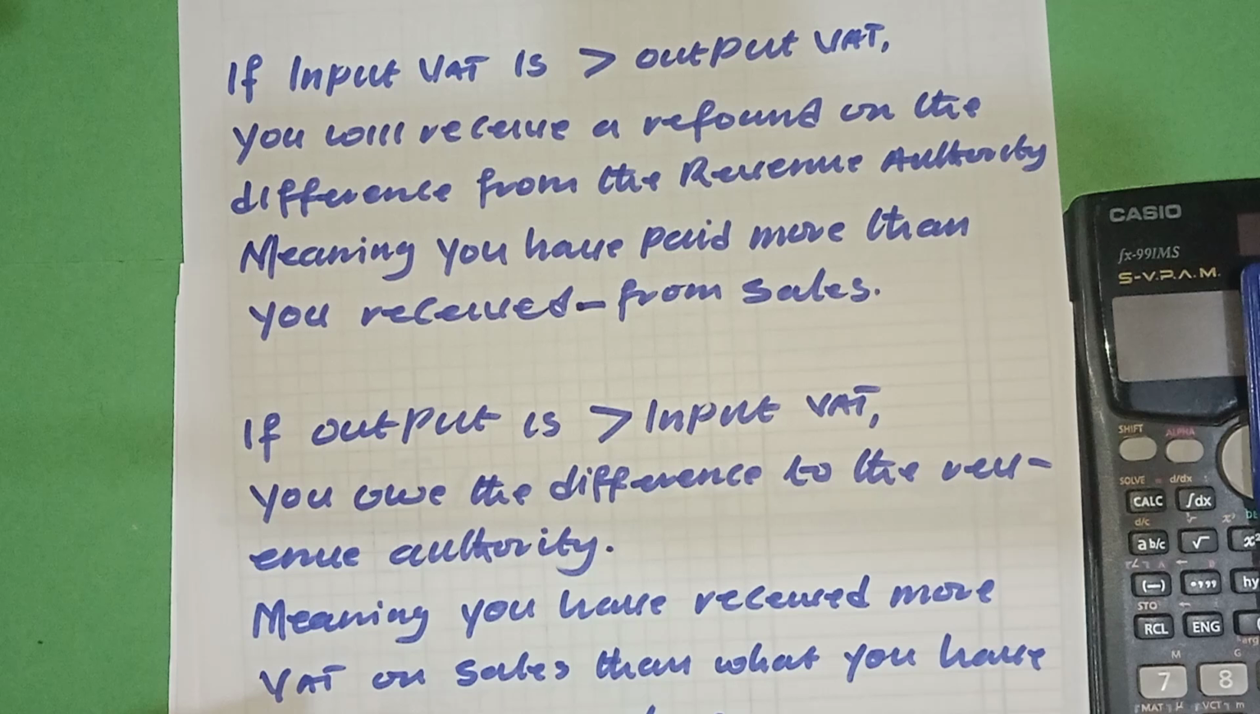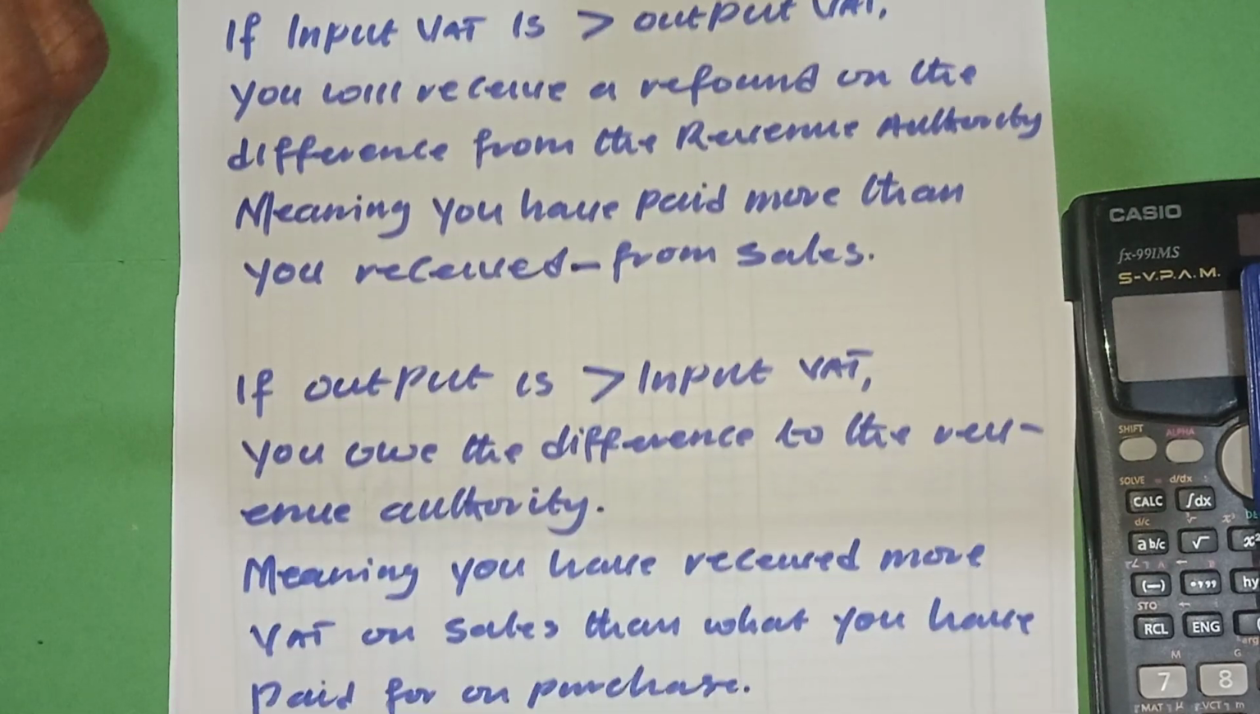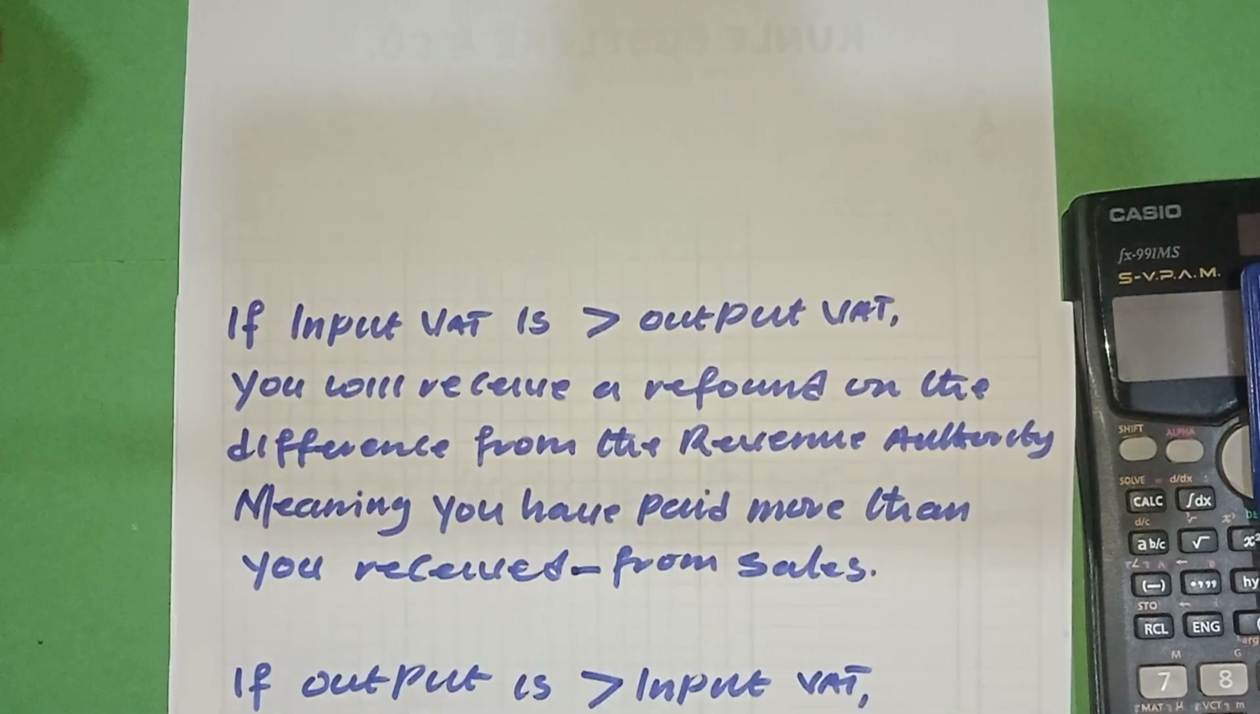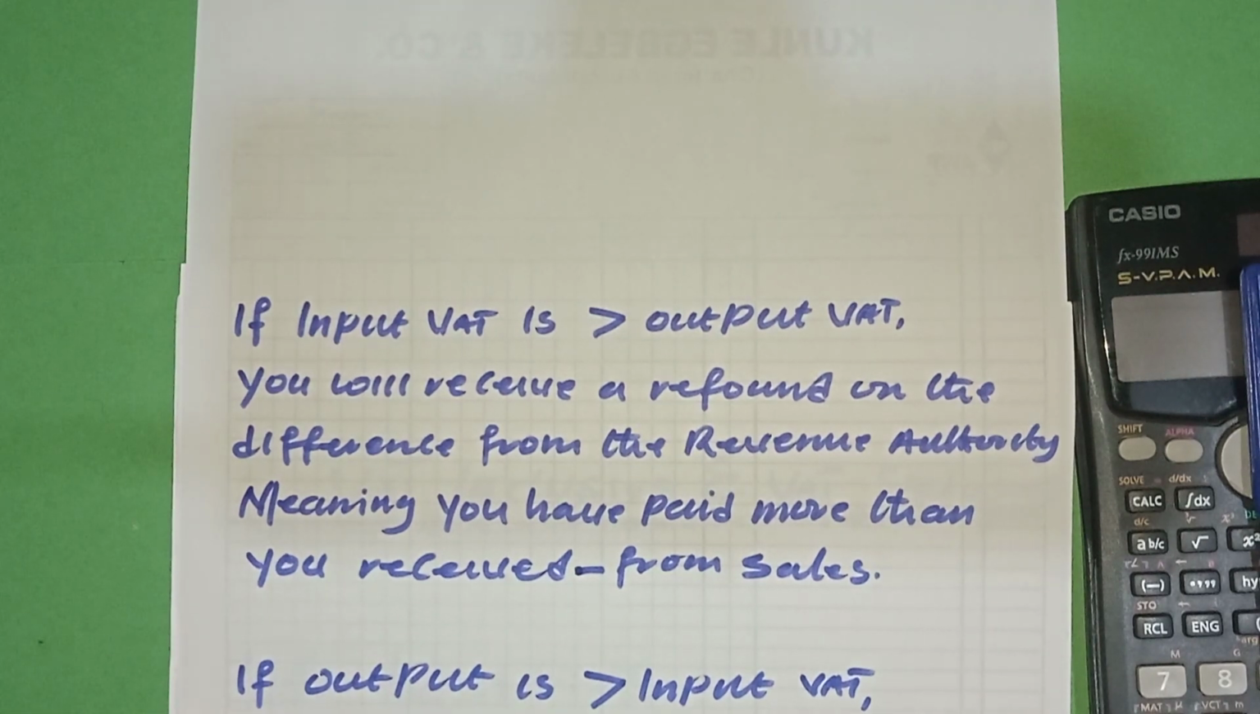Input is when you are what? Purchasing. Output is when you are what? Selling. The VAT included in the goods you are selling out is called your what? Output VAT. The VAT included in the goods you are buying in, you are purchasing into your business, is what we call input VAT. I hope that is clear.